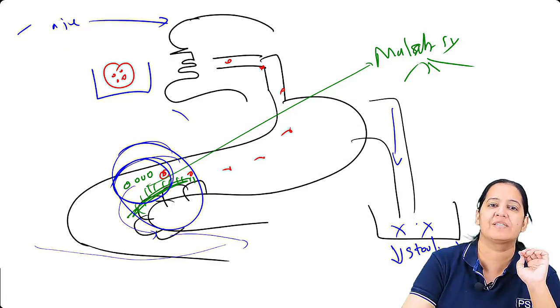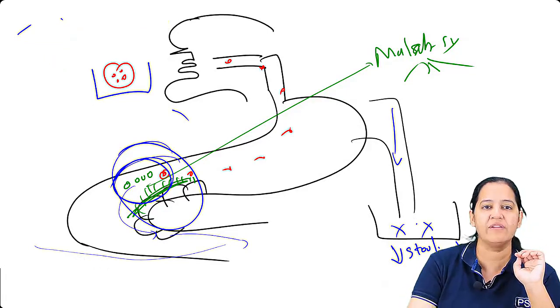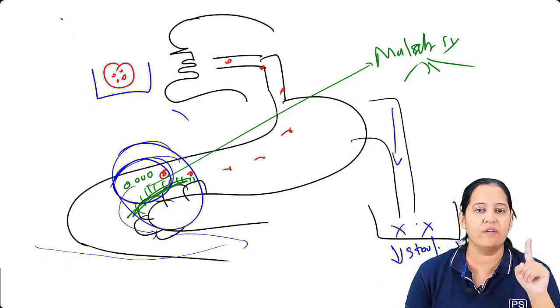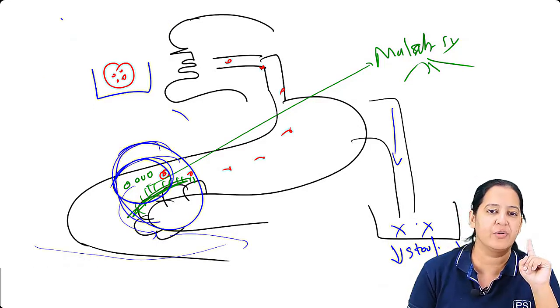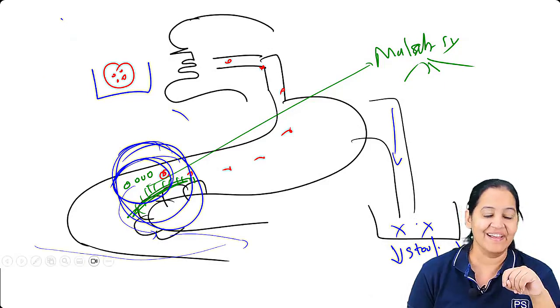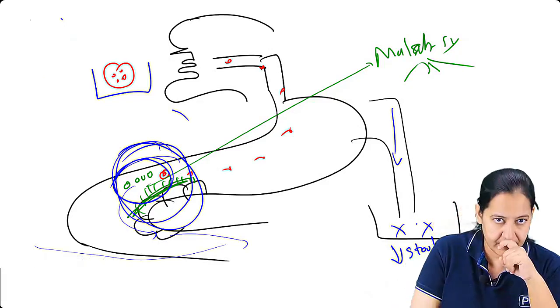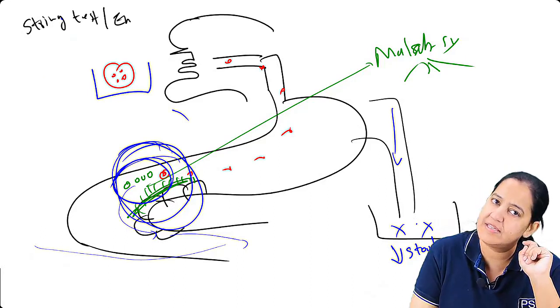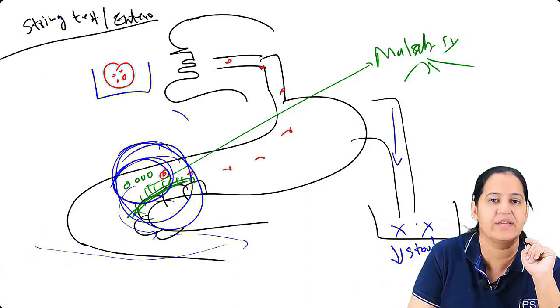So what is the best test to do, which is non-invasive? Is there any non-invasive way by which I can take the duodenal aspirate out? Yes, there is a way. Let me tell you a test. It is known as the string test, also known as the Entero test. It's the same thing.